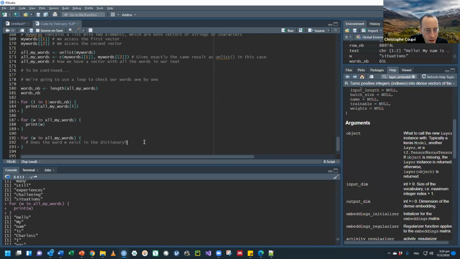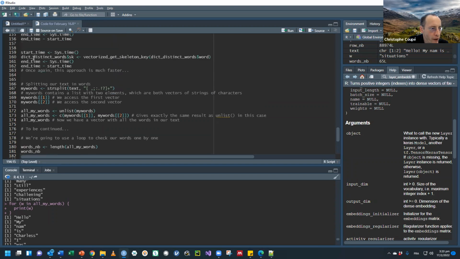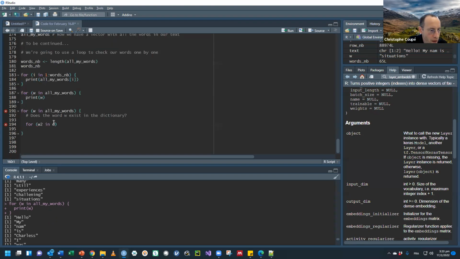One way of doing this would be to do something like this. Maybe we call it W2 in, and then we take our dictionary, the one we had at the end, and we take the column where we have the words in the dictionary, and we are going to look at them one by one. And then maybe we could say something like if W equals, or maybe we call it W dict, like word in the dictionary.